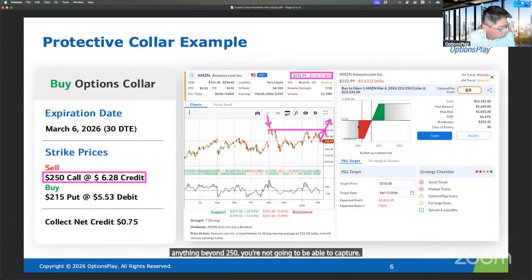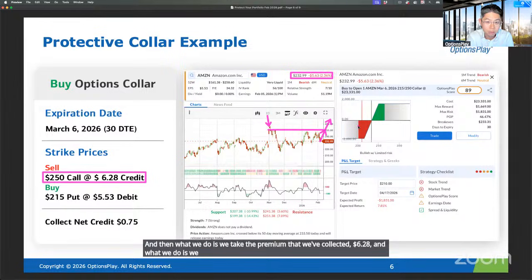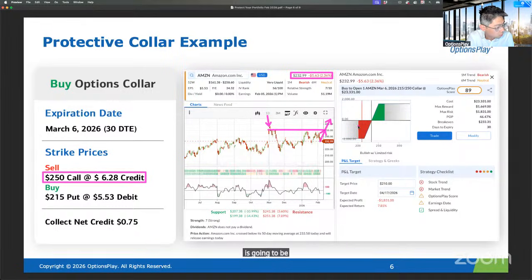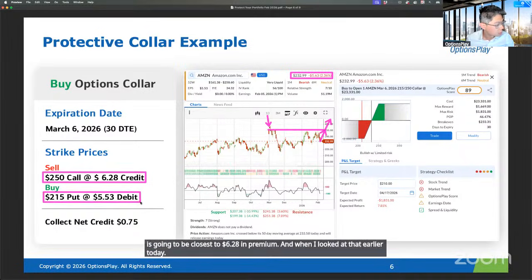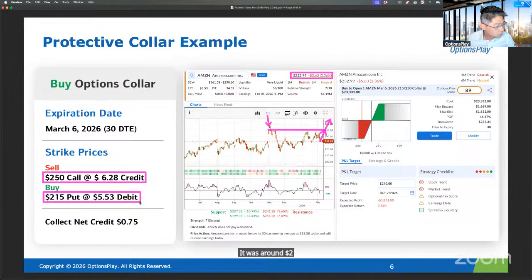And then what we do is we take the premium that we've collected, $6.28, and we go down the options chain on the put side and look at what strike price is going to be closest to $6.28 in premium. And when I looked at that earlier today, $215 would be the strike price that I could buy for roughly $5.50.